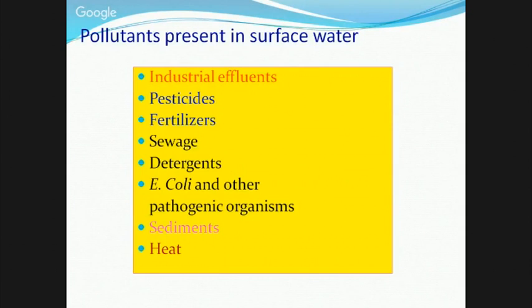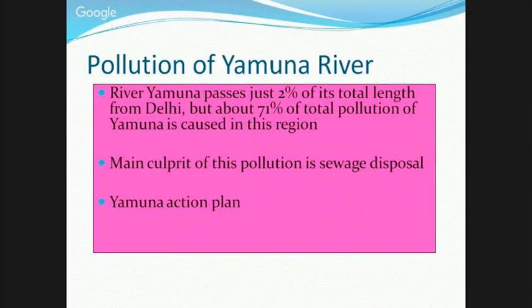Yeah, because of what is being thrown in, recently there has been some major concern about the Yamuna because of the World Culture Festival. If we compare, if we go to Delhi, you will find that about 2% of the total length passes through Delhi, but about 70% of the total pollution is caused in this particular region, because a lot of population is residing in Delhi, and all the waste is being thrown into the river only.